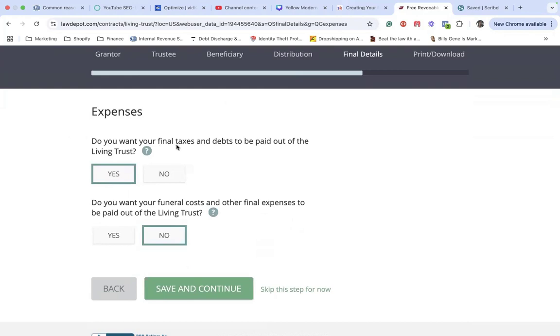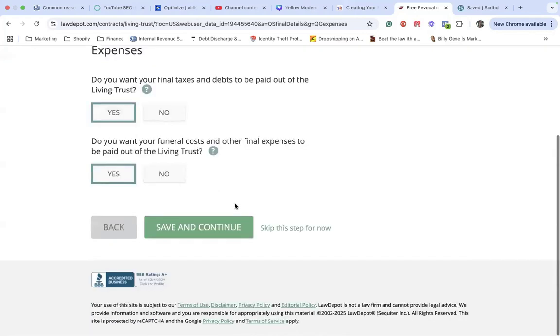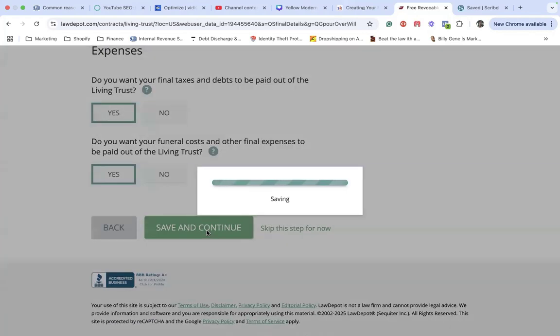All right. Do you want your final taxes and debts to be paid out of the living trust? Yeah, you want to pick yes, because all of it's going to come out of the trust. Remember, your trust is what has all the money, and your trust will be paying for the taxes. Paying taxes isn't you paying with your own money, but you're paying taxes to the trust. Do you want your funeral costs and other final expenses to be paid out of your living trust? Of course. Why not? It's your trust. All right. Save and continue.